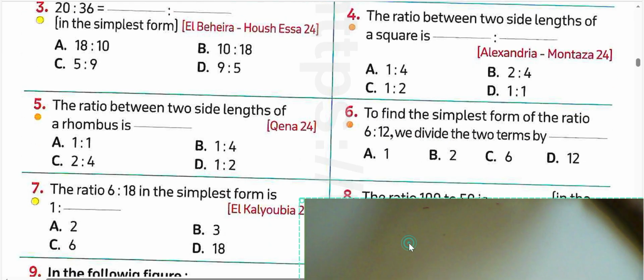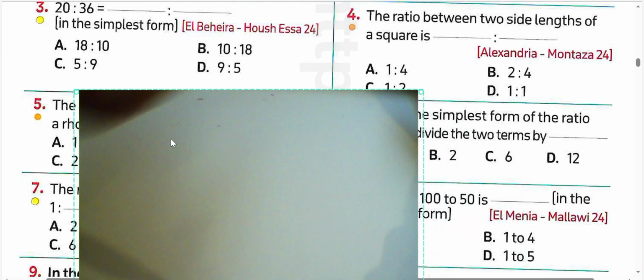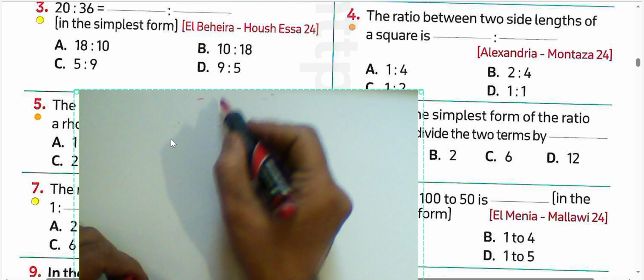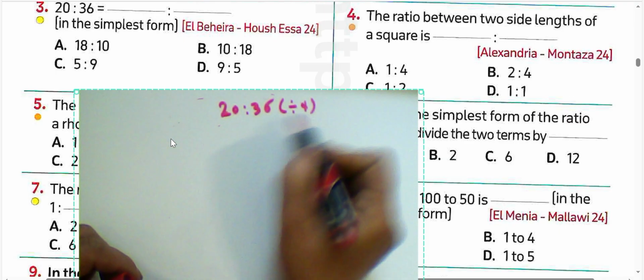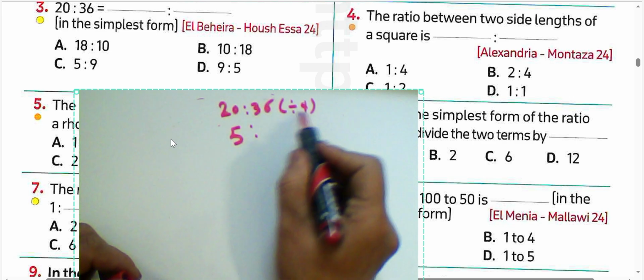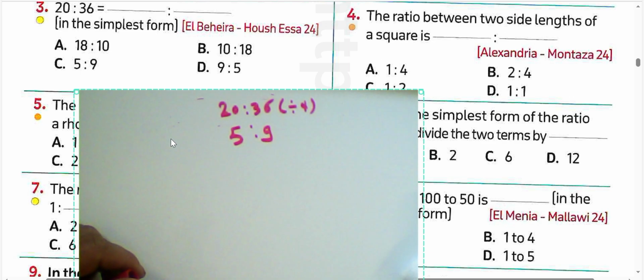Number 3, 20 to 36. You can divide by the factor 4. 20 divided by 4 is 5 and 36 divided by 4 equals 9. The result will be 5 over 9.